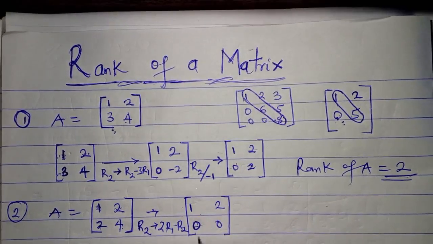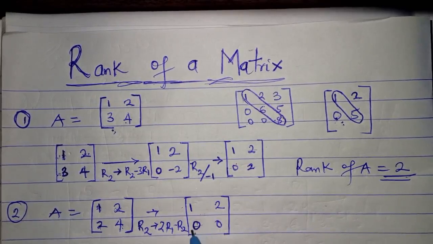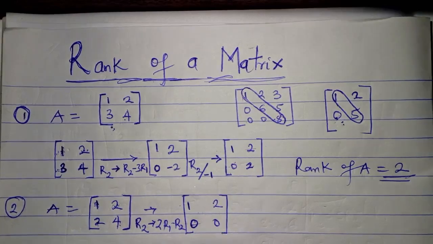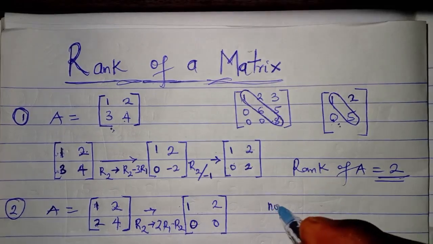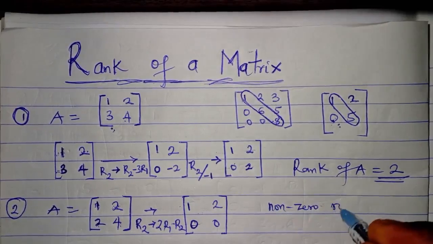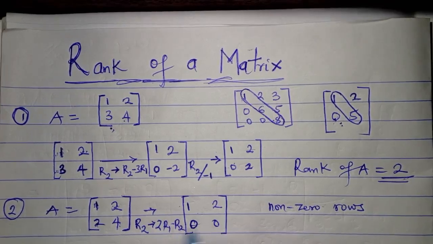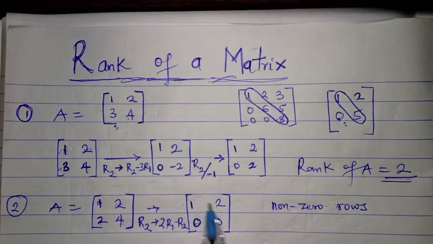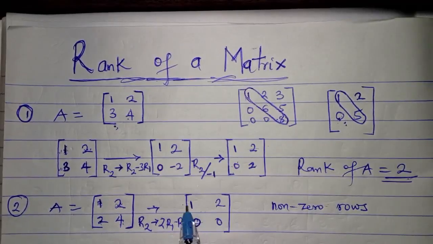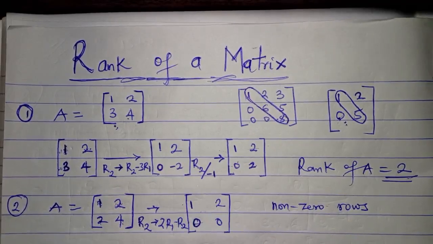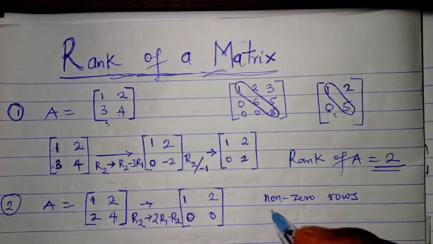Can you see that in this resulting matrix, one of the rows has all its elements as 0? That's the second row here. For the rank of the matrix, we are looking for the maximum number of non-zero rows. This row 2 has all the elements 0, so we don't need it. It is only row 1 that has non-zero elements. It means that the rank of the matrix is equal to 1.